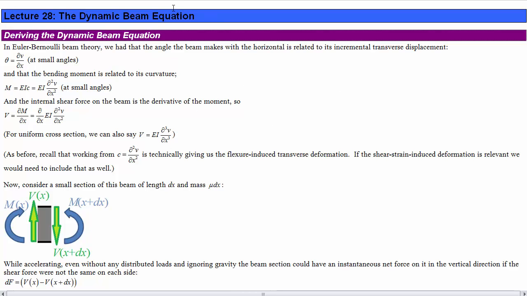Hello and welcome to Eng Phys 2P04 Lecture 28, the dynamic beam equation. First we're going to derive the dynamic beam equation.